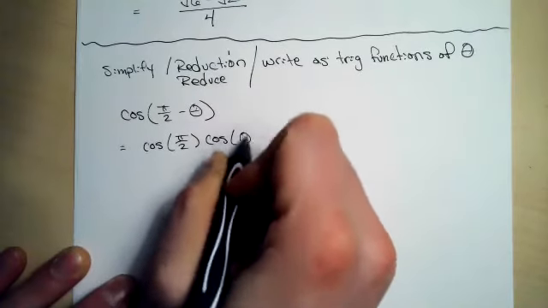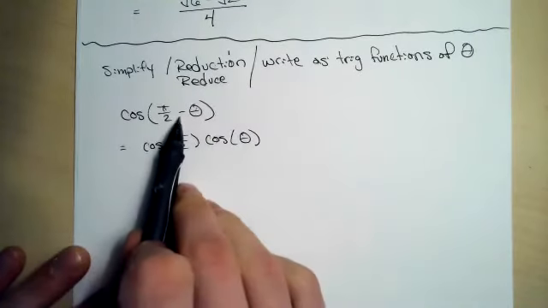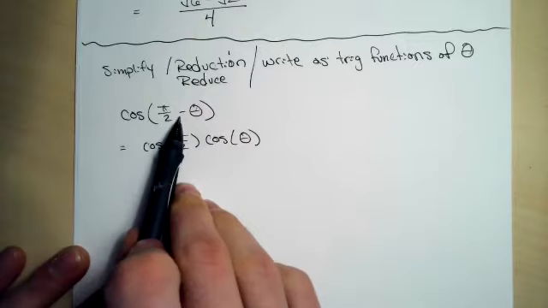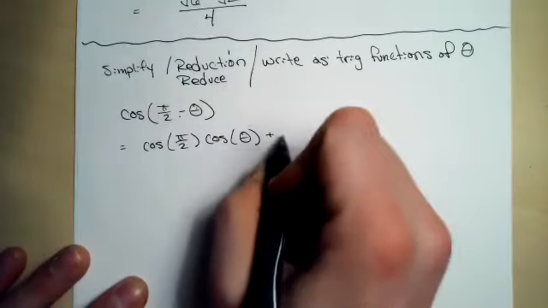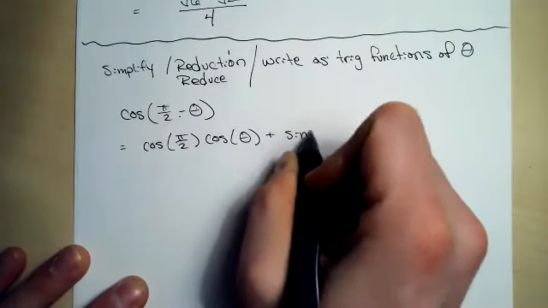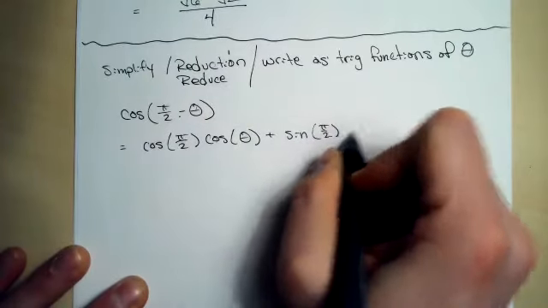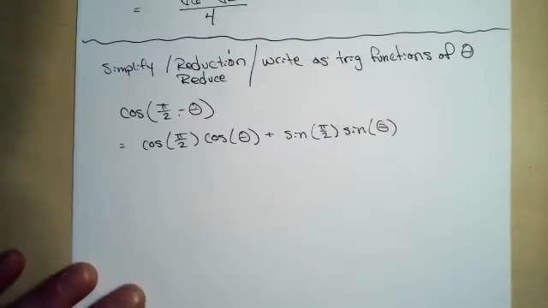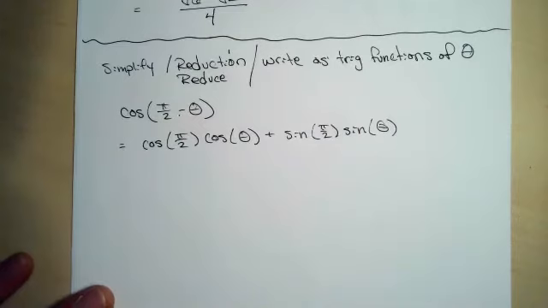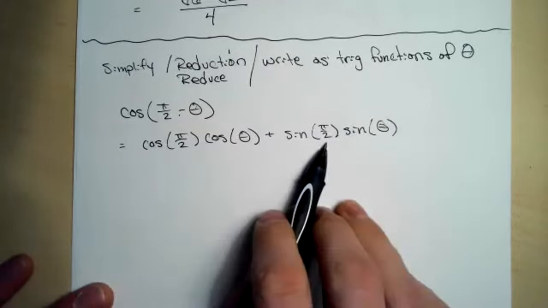So cosine starts off, cosine, cosine. We have a minus here. The sign switches to a plus in this cosine formula. And then sine of pi over 2, sine of theta. Then we evaluate and simplify the terms we can.